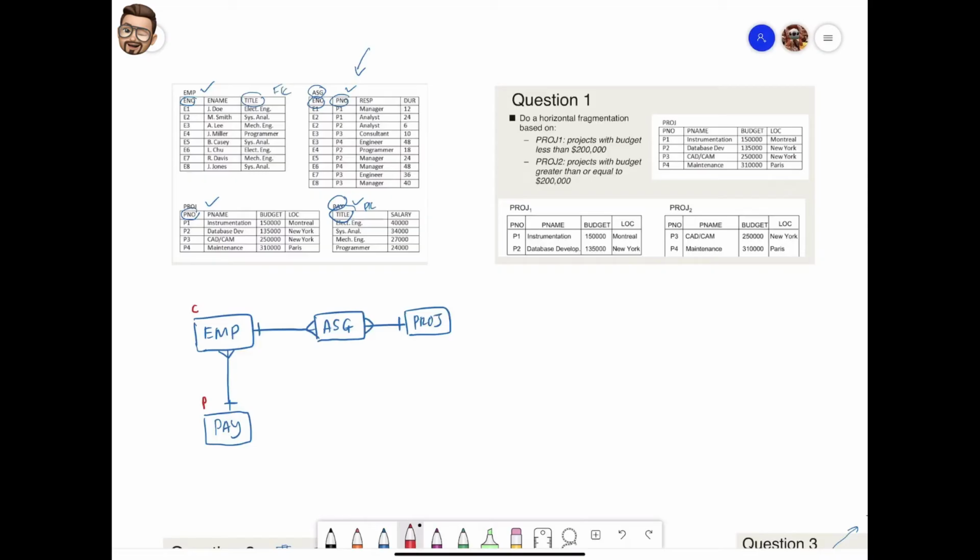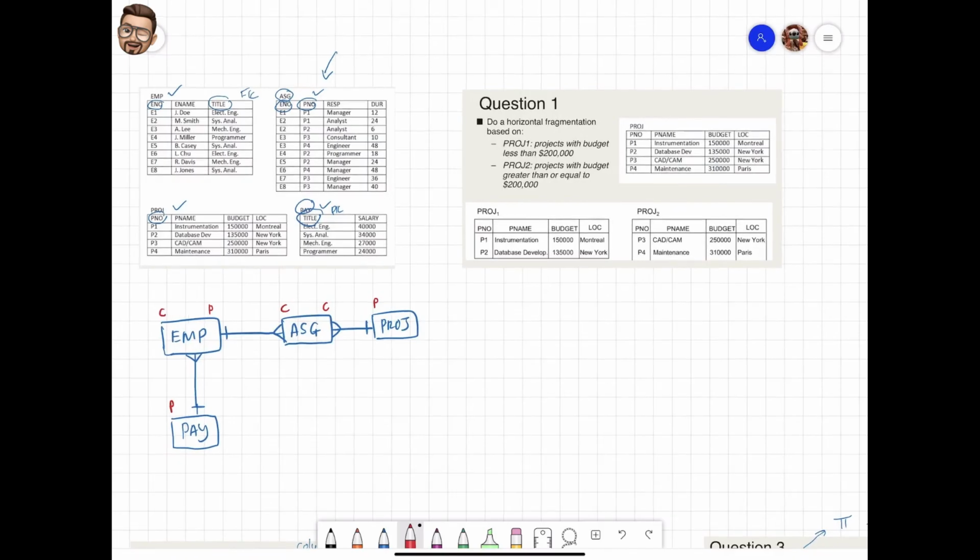Assignment has foreign keys: employee is the parent, assignment is the child. And project is the parent and assignment is the child. Okay, so after you get this, then you can move on to the question. So let's take a look at our question here.